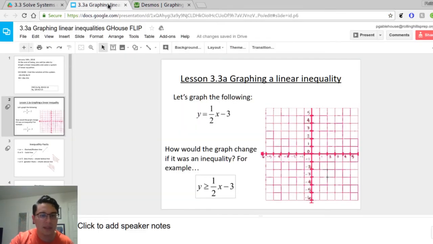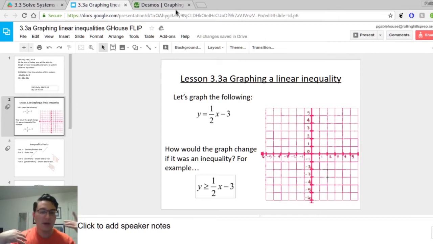All right, so let's go back to our second page here. How would the graph change if it was an inequality? For example, we have the same equation here. Well, it's not an equation. We have this inequality, which is actually just this equation, but instead of having an equal sign, we have a greater than or equal to sign here.